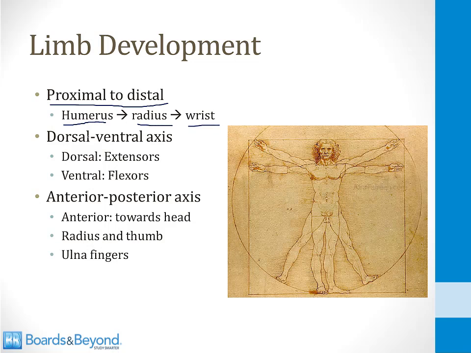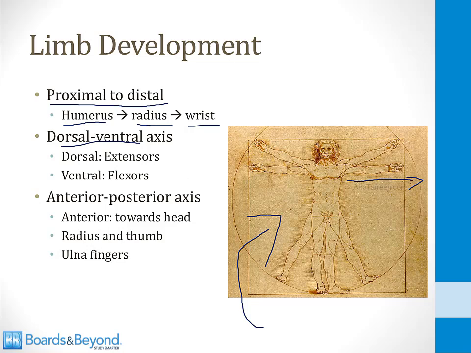The second axis is more confusing. This is the dorsal to ventral axis. The easiest way to remember this axis is to remember this famous picture by Leonardo da Vinci that I've shown on the screen here. Notice that this man has his arm pointing out to the side with the thumb and the palm out in front. In other words, the thumb and the palm are sticking out of the page towards you looking at it.